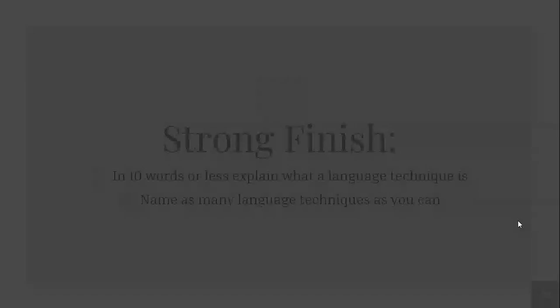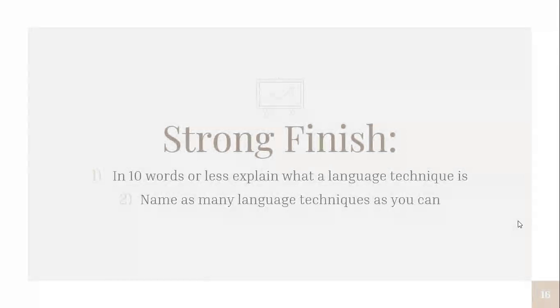Once you have done that, at the bottom of your piece of writing, in bullet point form, I want you to, in your own words, explain what a language technique is. So we've been talking about them all day. What is it? What is a language technique? Please, in your own words, can you explain what that is? And underneath that, write down as many of them as you can remember. So particularly the ones from today. Write down as many as you can remember.